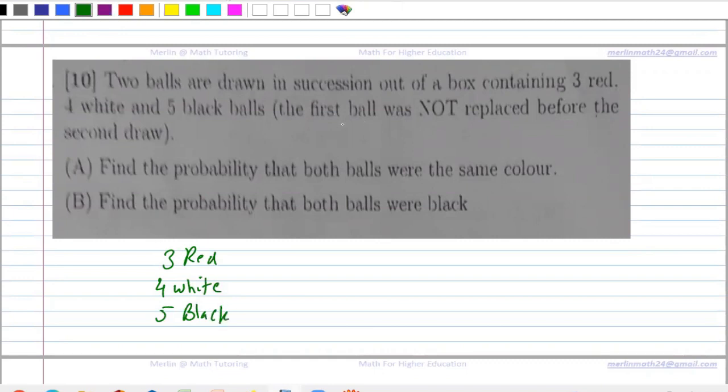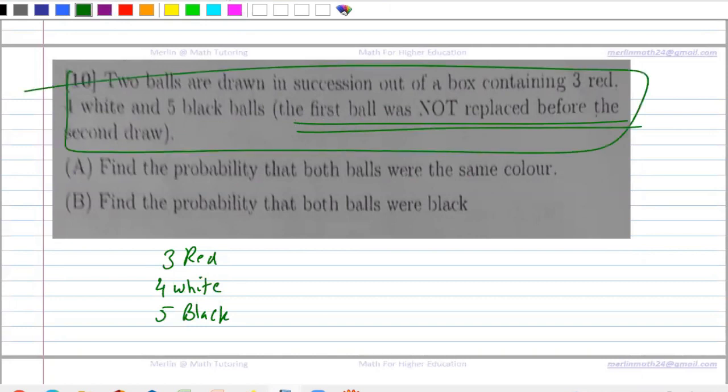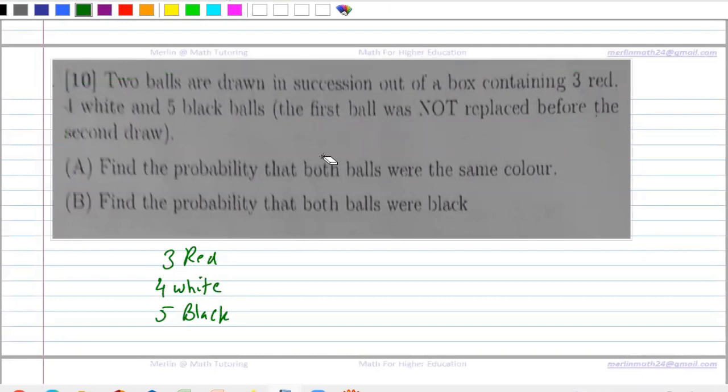Okay, then the first ball was not replaced before the other ball. Okay, now find the probability that both balls. So what is the scenario going on? They mentioned this, it is so important. We have two scenarios that they specify here. Here they are specifying that the first ball was not replaced before the second ball. So it means you hold it in hand.